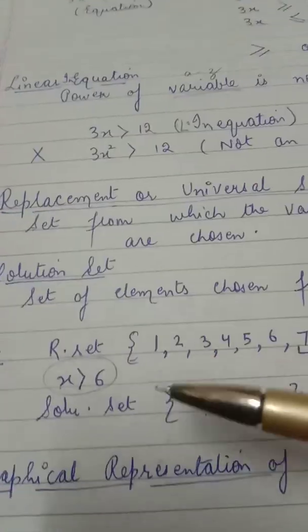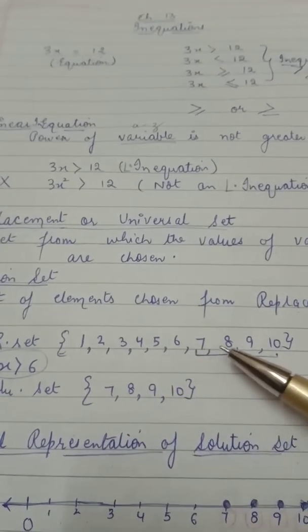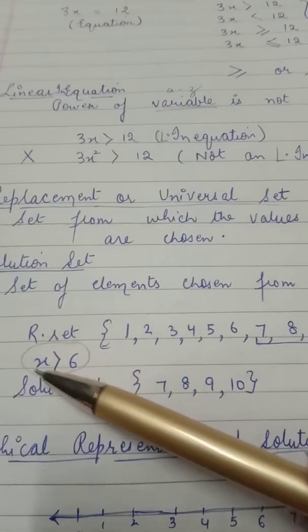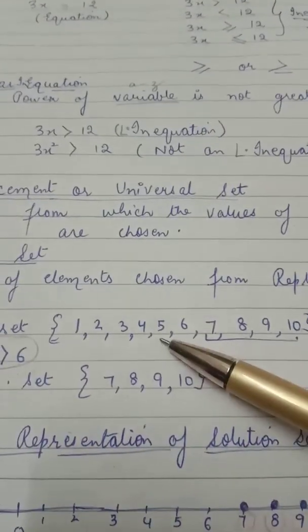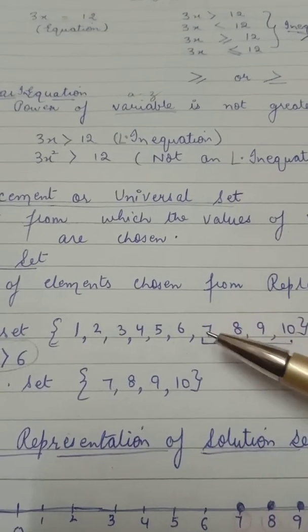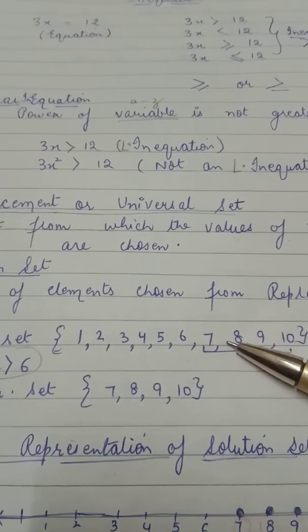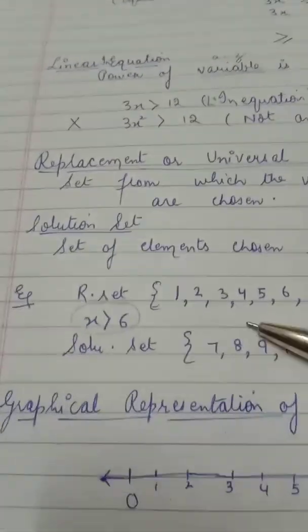Now let's check one example. Suppose the replacement set has elements 1, 2, 3, 4, 5, 6, 7, 8, 9, 10 and my inequation is x is greater than 6. For my solution set, I have to choose all the numbers which are more than 6 from the replacement set: 7, 8, 9, 10. That will be my solution set.